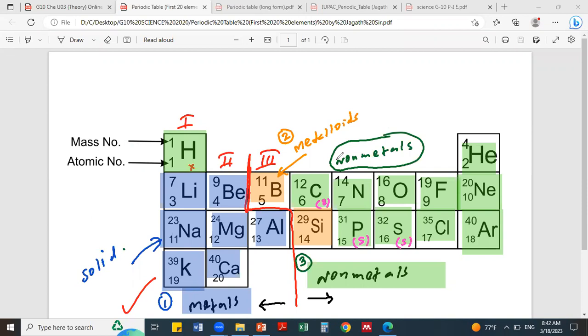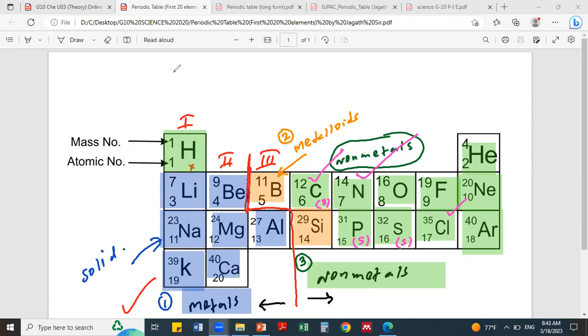If you want to take a screenshot, you should know at least the first 20 elements, exactly which elements are metals, which are metalloids, and which are non-metals. We are now discussing three non-metals in more detail. You should know carbon, nitrogen, and sulfur in detail. Carbon, sulfur, and nitrogen are the three non-metals we are going to discuss in detail.